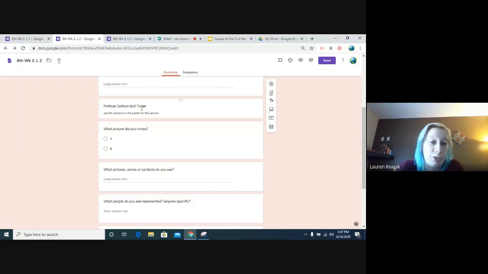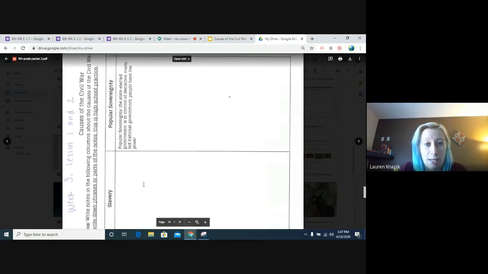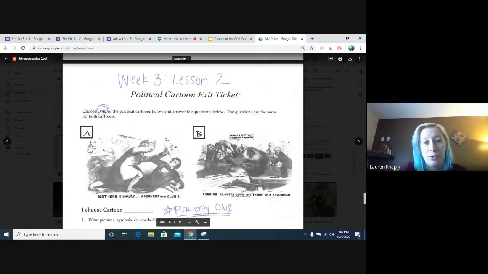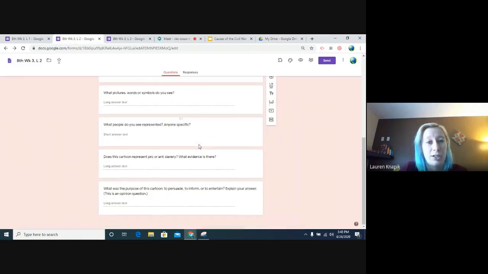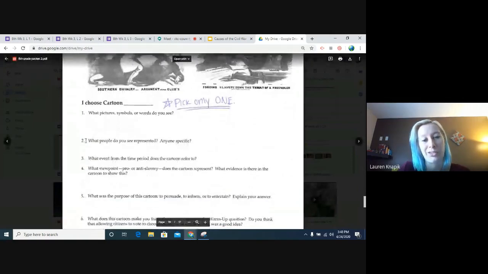Then it starts the political cartoon exit ticket. So you're going to tell me, did you choose picture A or B? If you're looking at your packet, you're telling me, did you look at this one or did you look at this one? You are then going to answer, what pictures, words, or symbols do you see? I don't need complete sentences. A list is fine. What people are represented? Is anyone specific there? Does this cartoon represent pro or anti-slavery? Is it for or against slavery? Where's your evidence? And then what's the purpose of this cartoon? Are you persuading, informing, or entertaining? And then I want you to explain your answer. So you'll be looking at these two pictures. I got the questions directly off your worksheet.